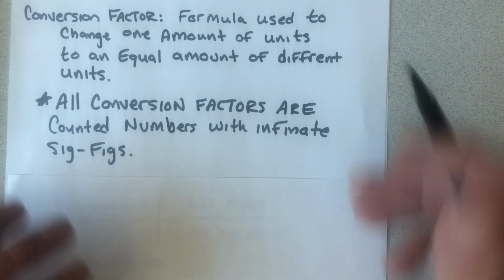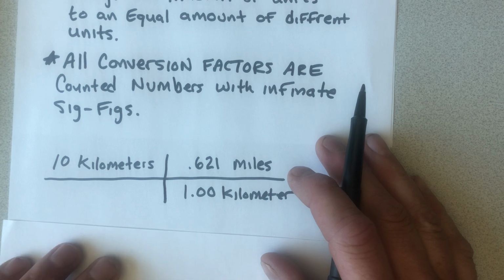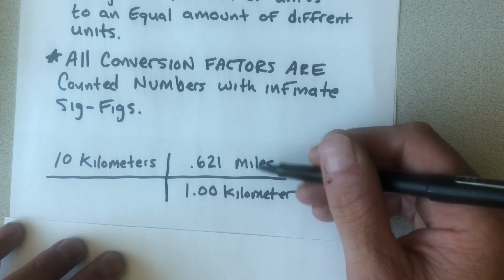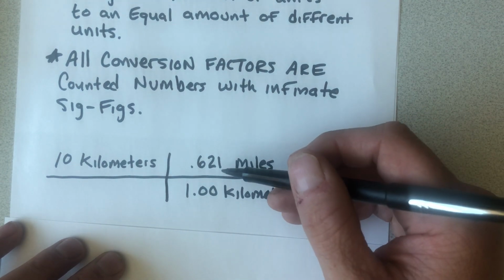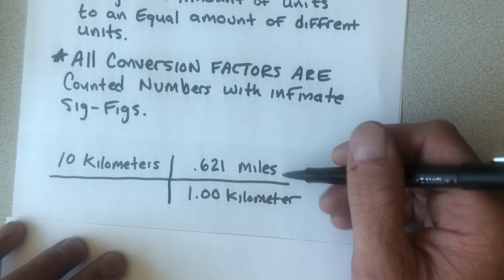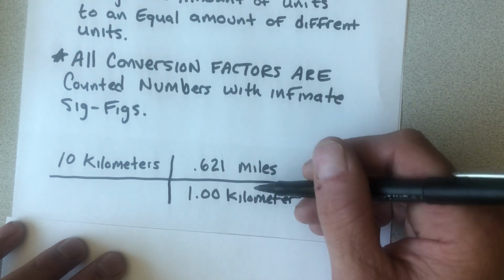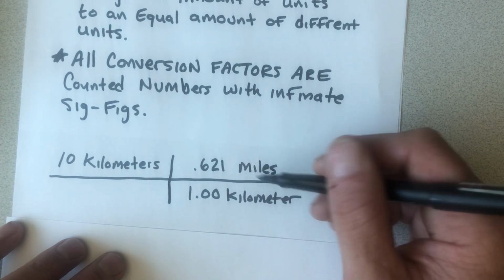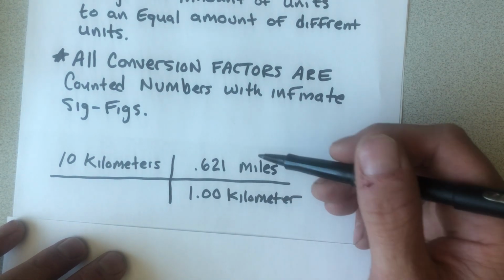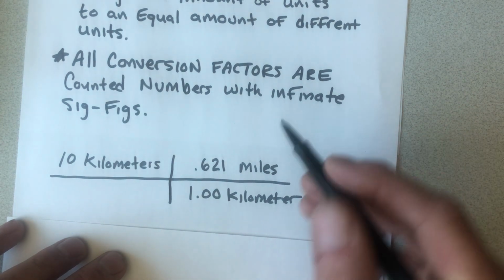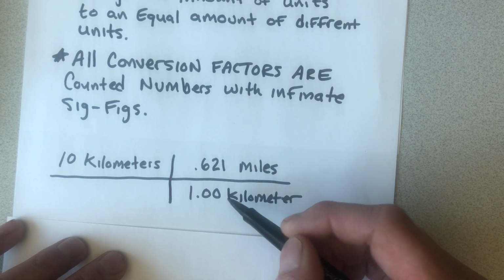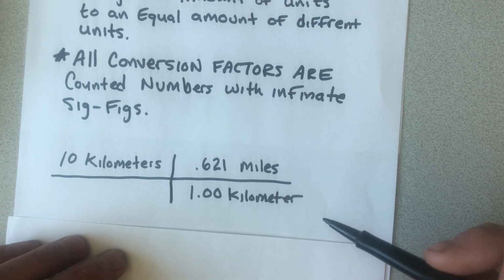I'll show you this cross and then it'll make more sense. These appear to be measurements. At one point we were thinking that counted numbers couldn't have decimal places because you count in whole numbers, right? But this is one of the exceptions, where you have what appears to be a measurement, a number with a unit of measure, but these conversion factors are always going to be counted numbers. For example, there are exactly 0.621 miles in a single kilometer. That's how you can think of it, as a counted number.